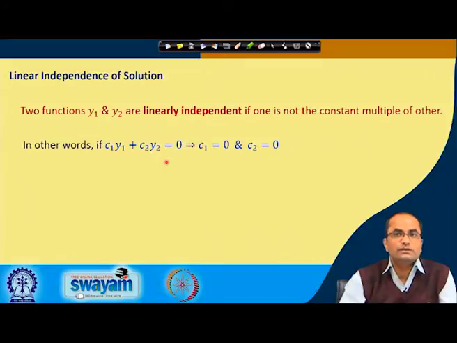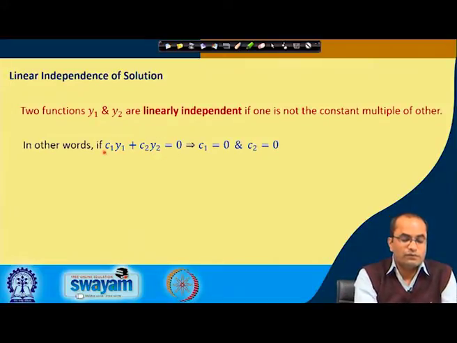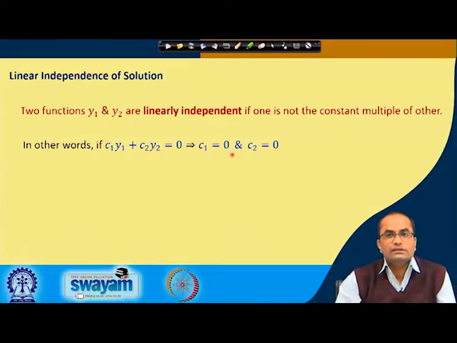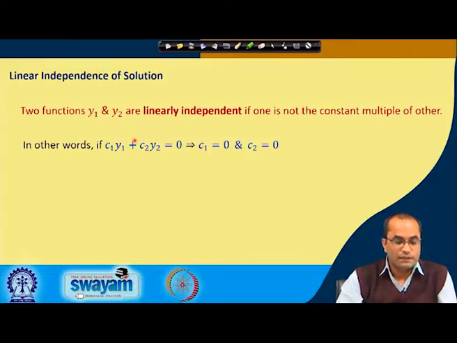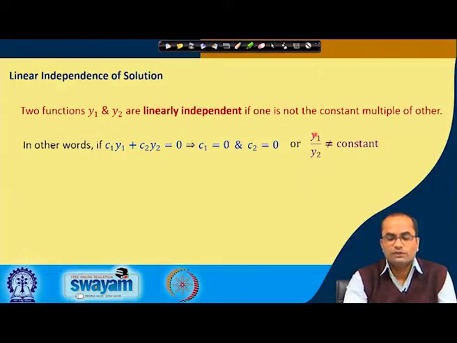So there will be dependency on each other. But when this combination is 0 only when c1 is 0 and c2 is 0, with no other possible values of c1 and c2, then we call these solutions linearly independent. For the case of two functions, this is very easy to check: you can take y1 by y2, dividing the two functions, and if this is not equal to a constant, then the functions are linearly independent, and if this is equal to a constant, then the functions are linearly dependent.